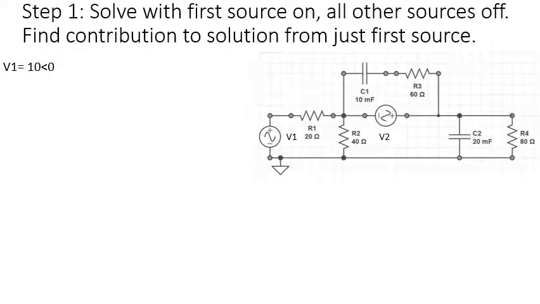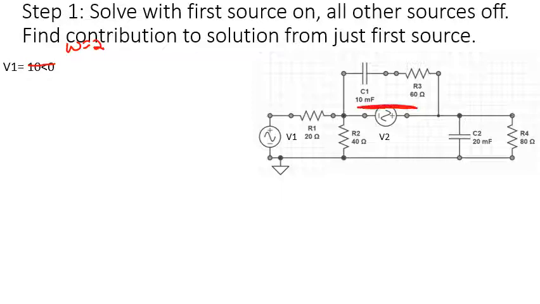Okay, so I'm going to look at this first with just voltage source 1 on. So V1 as a phasor was 10 phase angle of 0. Remember, it also had a frequency of 2 radians per second. That means I get to turn every other voltage or current source in this circuit off. I have another voltage source here, V2.